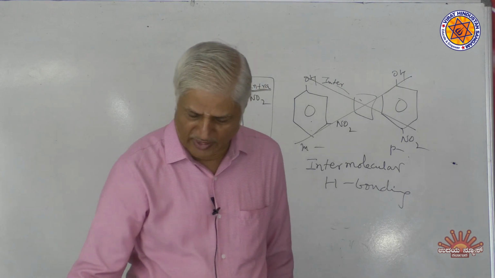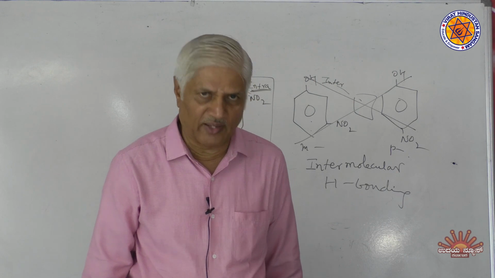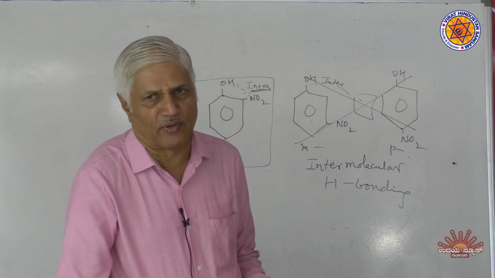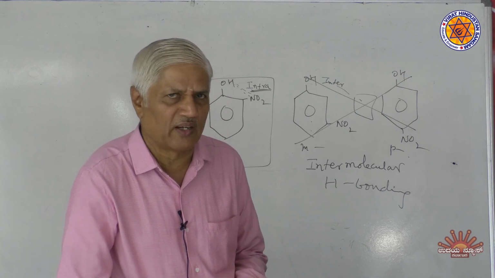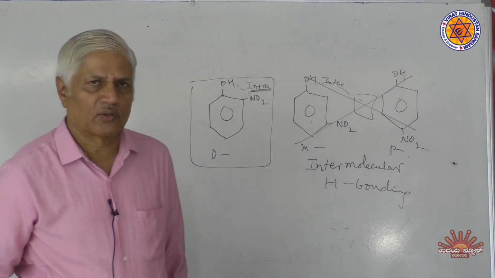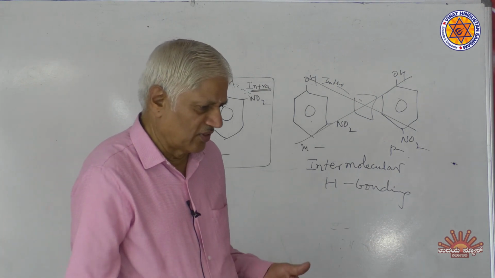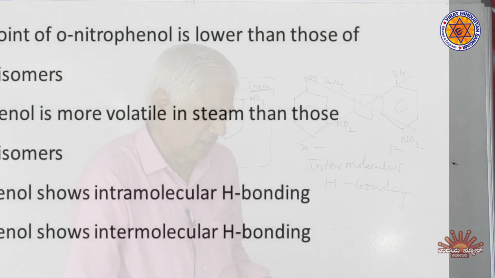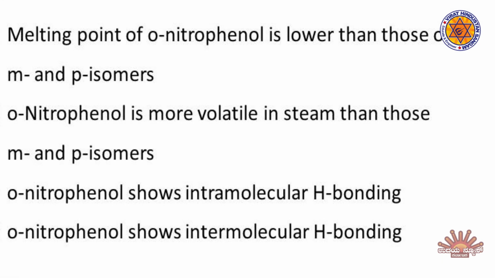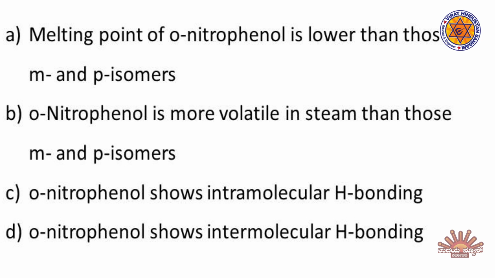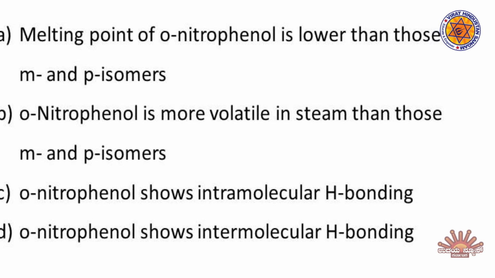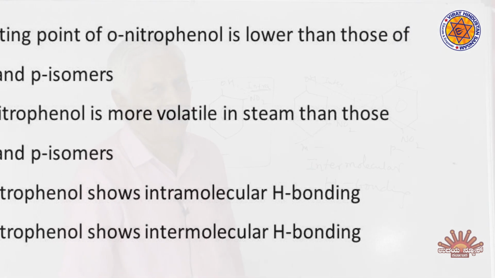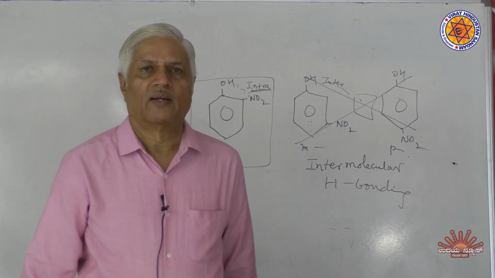What was the answer? In orthonitrophenol, we have intramolecular hydrogen bonding. In para and metanitrophenol, we have intermolecular hydrogen bonding. Intramolecular hydrogen bonding is weak compared to intermolecular. As a result, orthonitrophenol is less soluble in water. Let us see what options we have given. Melting point of orthonitrophenol is lower, nothing to do with that. Orthonitrophenol is more volatile in steam than those of meta and paranitro isomers. Orthonitrophenol shows intramolecular hydrogen bonding. Orthonitrophenol shows intermolecular hydrogen bonding. I think you have made out the correct answer. Orthonitrophenol shows intramolecular hydrogen bonding, and that is the reason why it is less soluble in water.